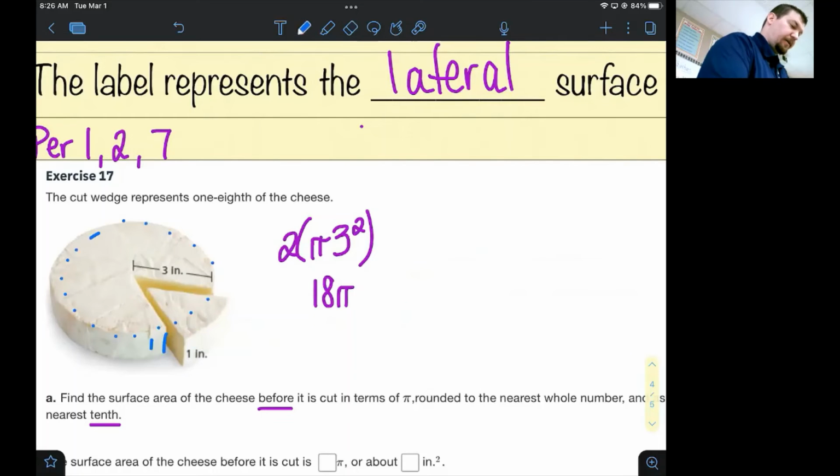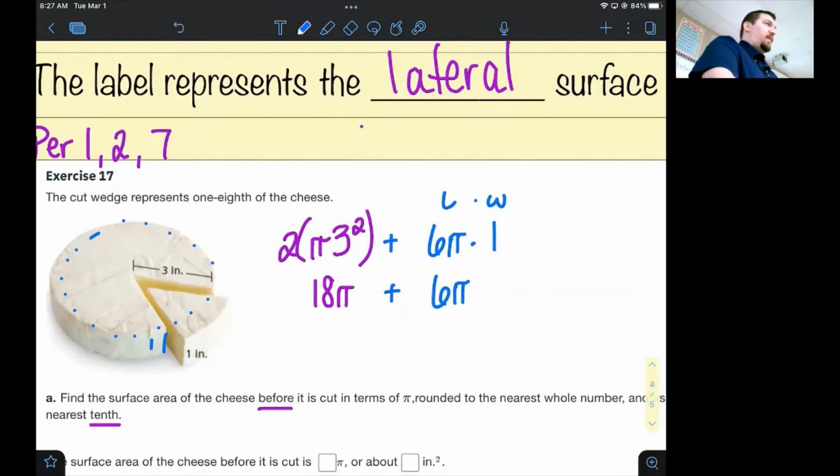So let me erase the rectangle now. Sorry if you just got done drawing it. I don't need it. Plus 6 pi is the length, because that's the circumference, times 1. So it's a rectangle. Length times width. The width is 1, the length is the circumference. What's 6 times 1? 6. So the rectangle is 6 pi. The two circles are 18 pi. How many pi's does that total? 24 pi's?